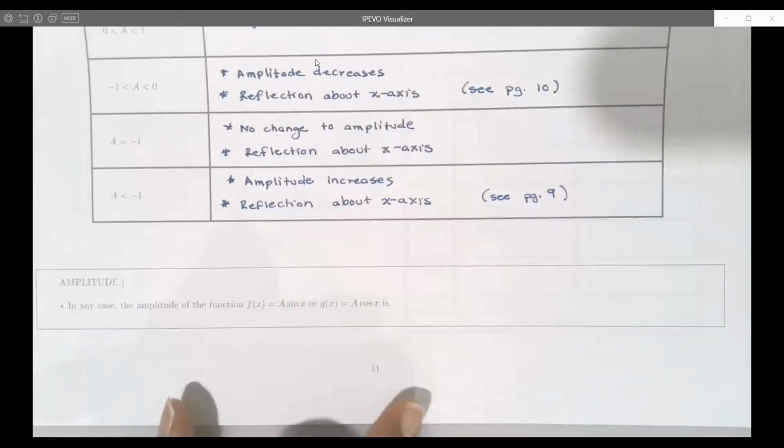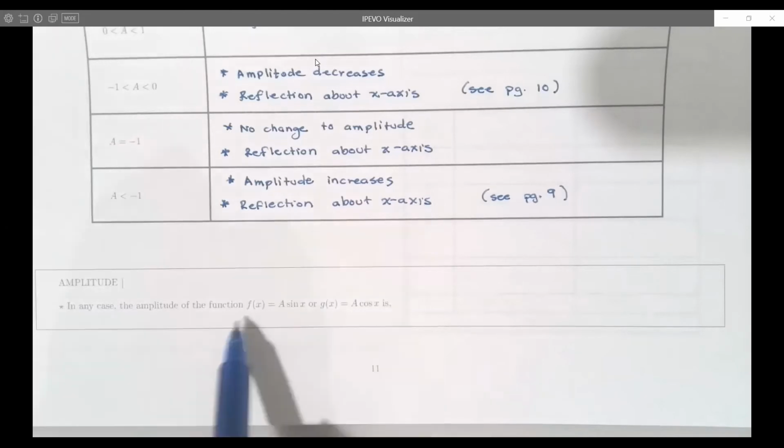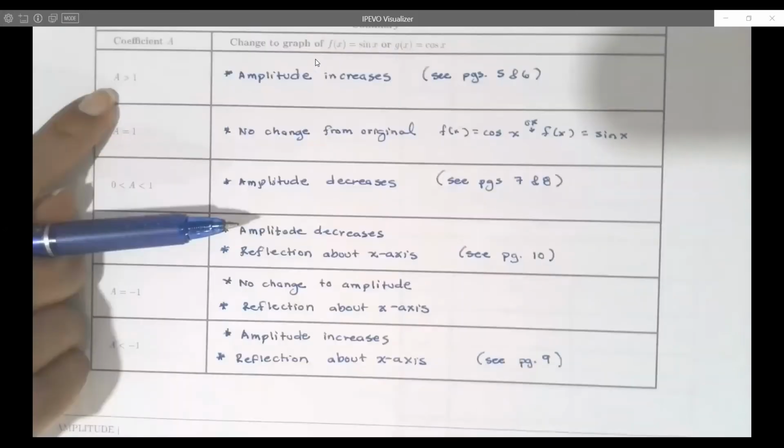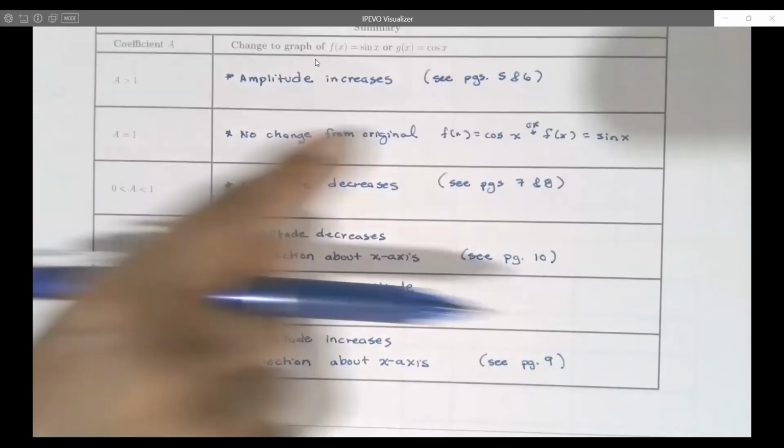And now there's this smaller box at the bottom that we're going to fill out. It's talking about the amplitude. It says, in any case, the amplitude of the function f of x equals a sine x, or g of x equals a cosine x, is what? Is blank. So what do you guys think? How is the amplitude determined based on this number a that's given? Let's think about some numeric examples, like what we saw on page 5 and 6.